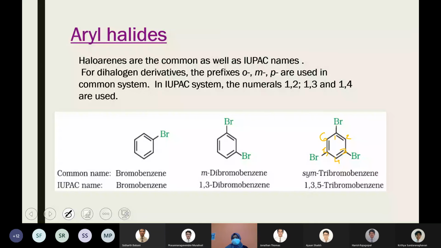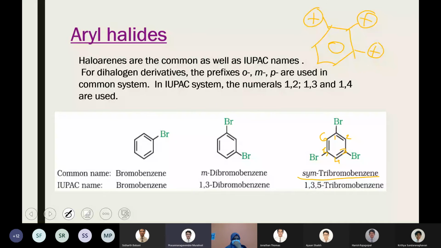Ma'am, for the third structure, can't we place the bromine together, adjacent to each other? That's what I said. You can have it in 1, 2, 3, but that is very rare. There's no issue, it will be 1, 2, 3 tribromobenzene. But there is less possibility, because halogens are electronegative, and with them together they have a repulsive force. So those kinds of compounds are less stable, and you won't find them as easily as 1, 3, 5 tribromobenzene.